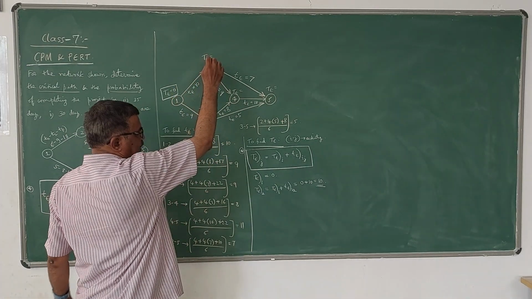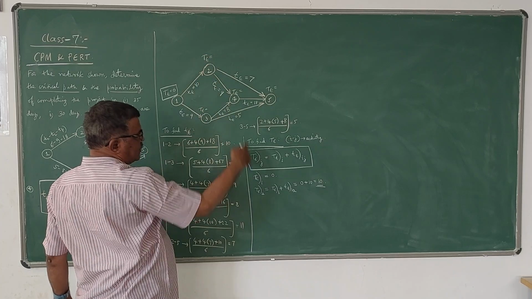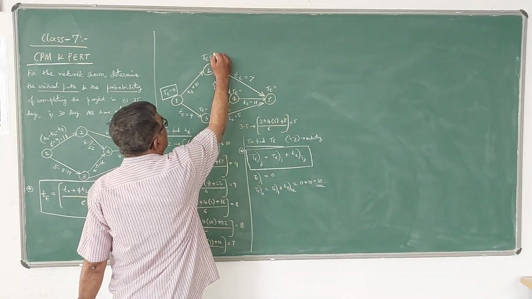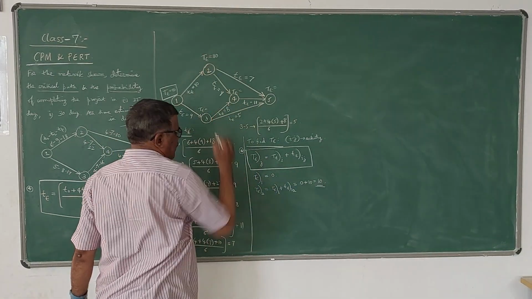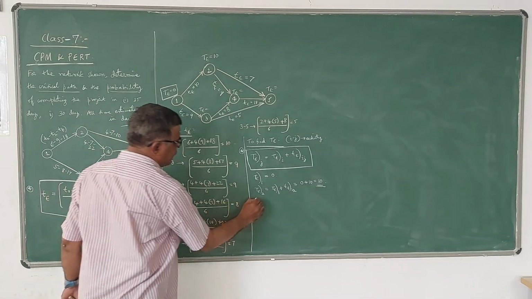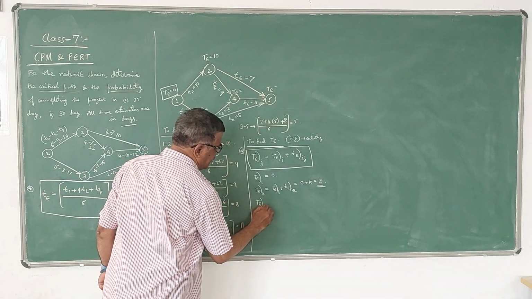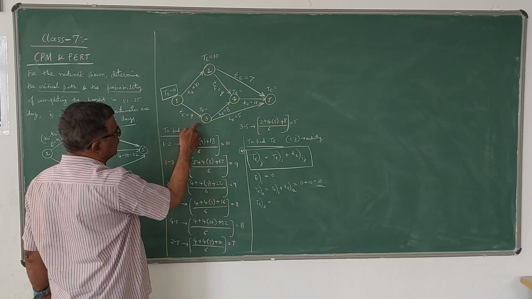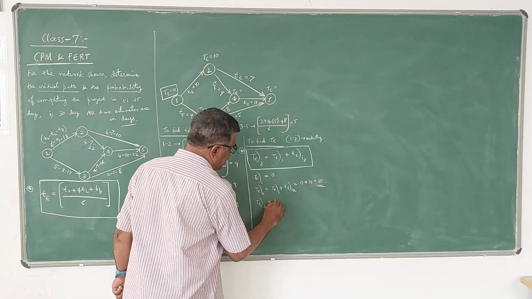So TE2 will be how much? 10. This is over. Next, TE3. For TE3, I have to take this activity. Only one activity is leading to 3.